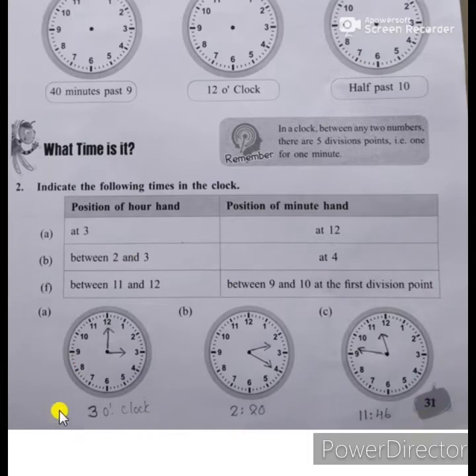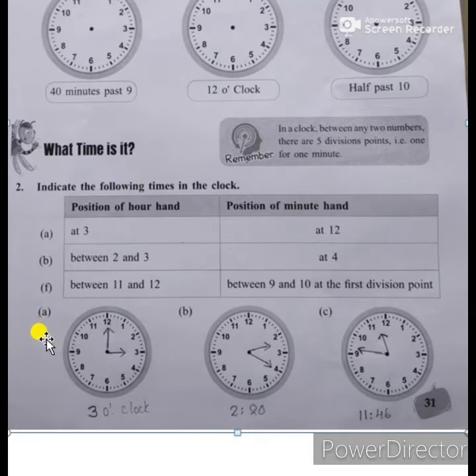First one is saying that hour hand is at 3 and minute hand is at 12. Students, we know that when the minute hand is at 12 and the hour hand is at any one of the numbers, the time is in hours. That means here the time is 3 o'clock. The hour hand I showed on 3 and the minute hand is at 12. So this time is 3 o'clock that I have written there.